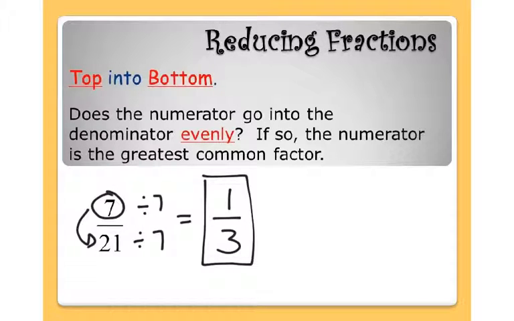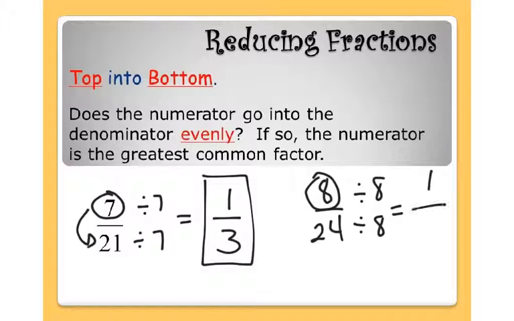Another example of top into bottom is if you have 8/24ths. Since 24 is a multiple of 8, 8 is my greatest common factor. All I need to do is divide the top and the bottom by 8, and I end up with 1/3 again. And that is how you use the top into bottom strategy.